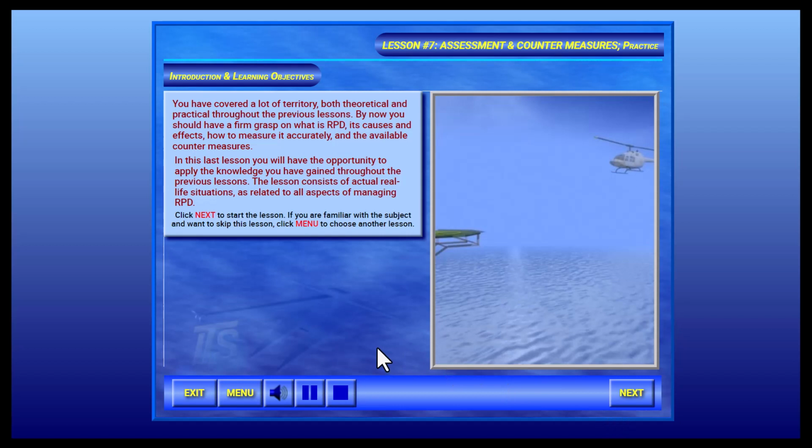You have covered a lot of territory, both theoretical and practical, throughout the previous lessons. By now, you should have a firm grasp on what is RPD, its causes and effects, how to measure it accurately, and the available countermeasures. In this last lesson, you will have the opportunity to apply the knowledge you have gained throughout the previous lessons. The lesson consists of actual, real-life situations as related to all aspects of managing RPD.